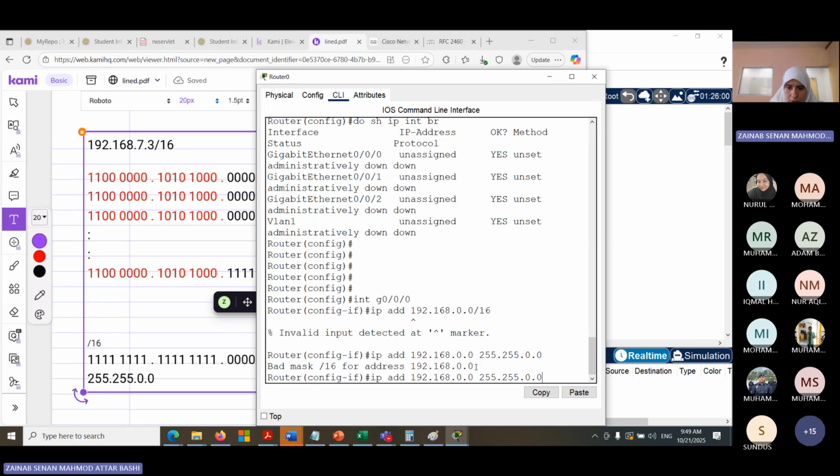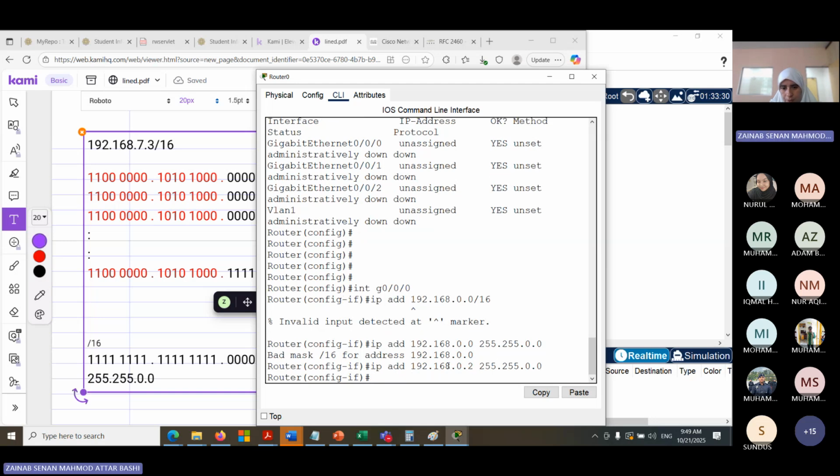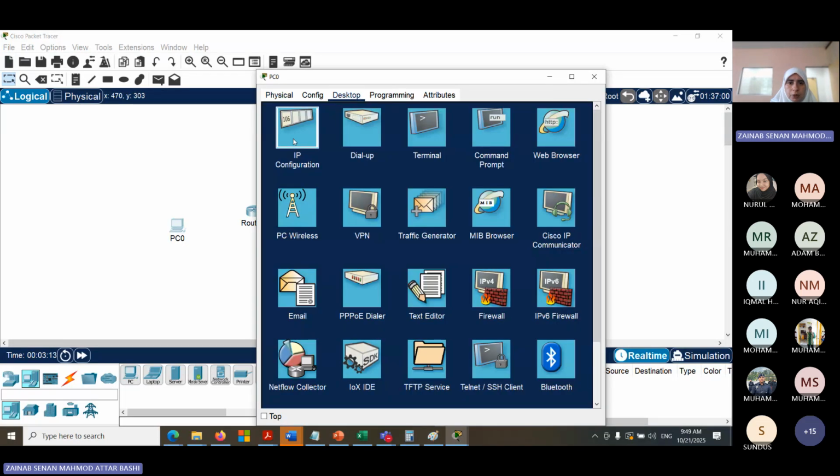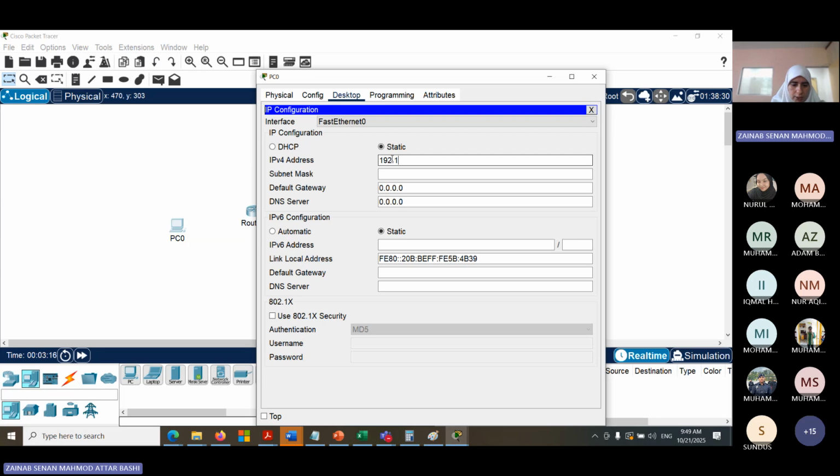If you try to change the subnet mask, let's make it /24, it will have the same issue. But if you change the address to any other number, let's say .1 or .2, you will get no error. Everything is fine. Let's try the computer. If I open the computer, go to Desktop, IP Configuration, and type 192.168.0.0, directly it will give an error message: invalid IP for this subnet mask entered. You are not allowed to use this IP address.